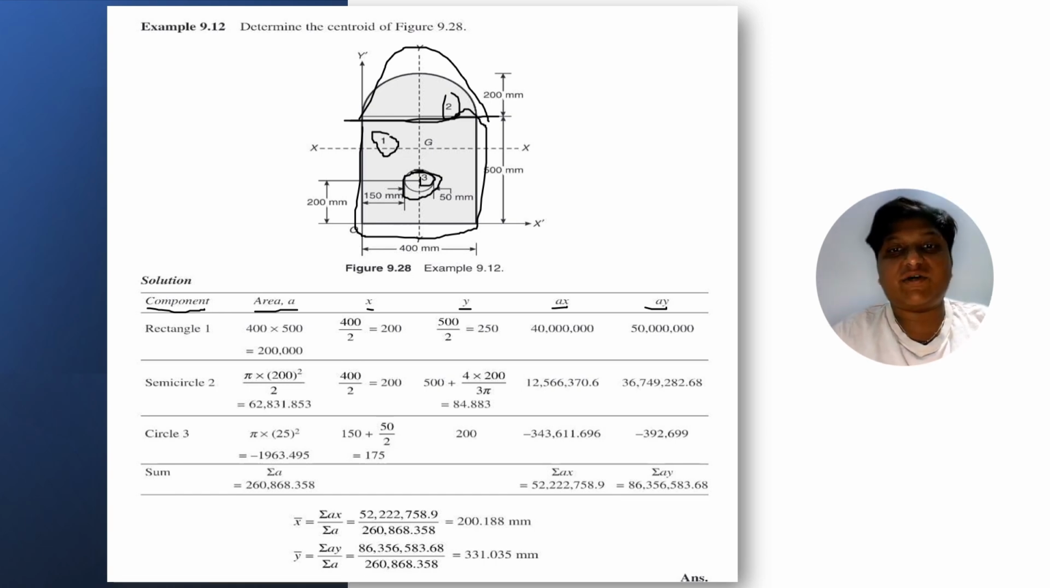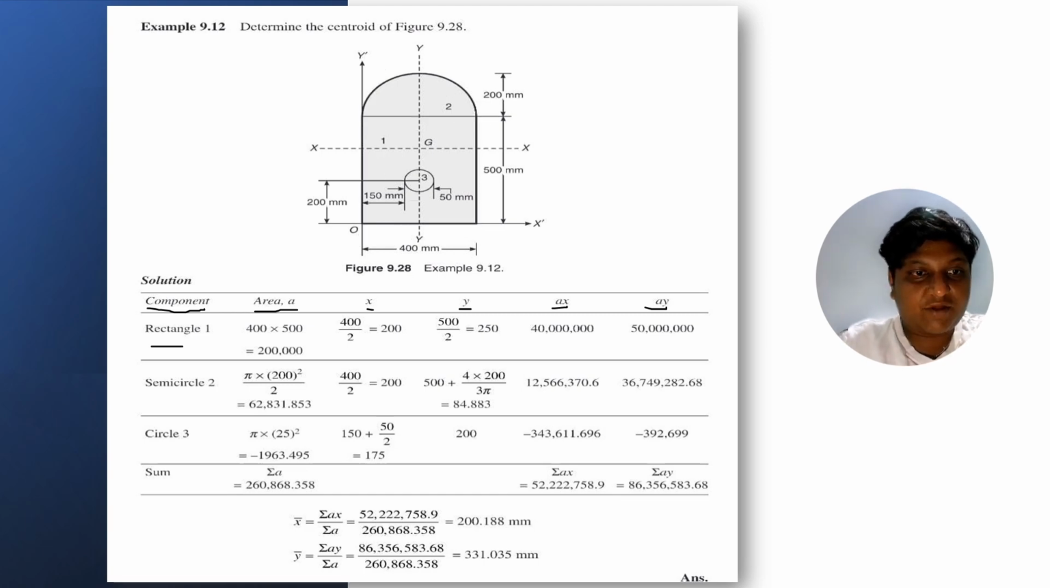Now we take the first figure, which we have considered is the rectangle. For the rectangle, the first thing we do is find the area of the figure. If you see the figure, the area of the rectangle is given by breadth into height.